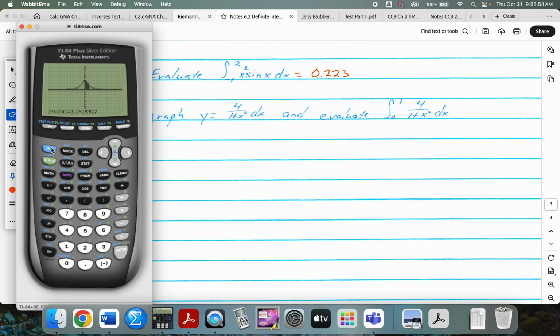Now, if you are doing a whole bunch of other things, you can do this from your home screen as well. If you do math, and you'll probably get to the place where you just type the 9 rather than scroll down. Math 9, this is the integral from 0 to 1 of, and rather than retyping it, if you do alpha trace, you get y1. You're like, oh, okay.